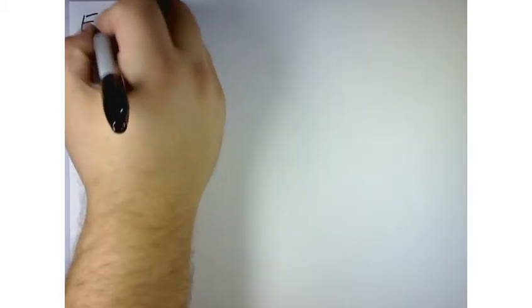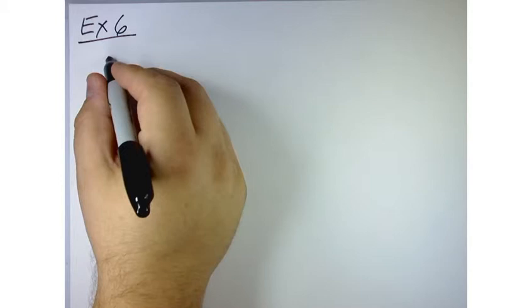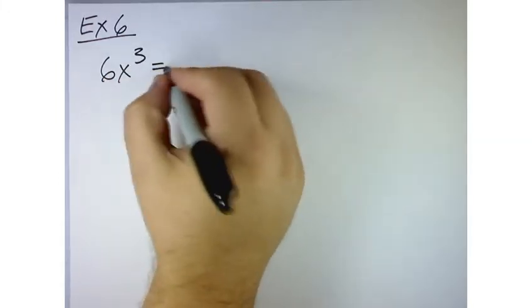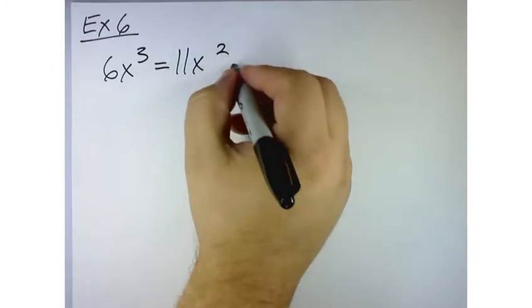Number 6 in your textbook asks you to solve an equation algebraically. Now this really shouldn't be anything new. We kind of covered this in chapter P in the prereqs, but they want us to solve 6x cubed is equal to 11x squared plus 10x.